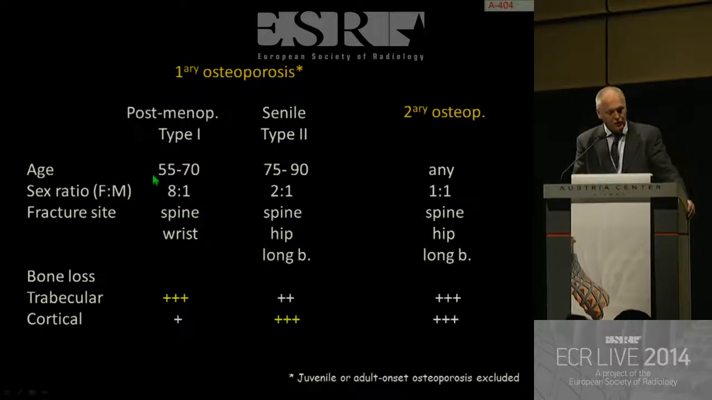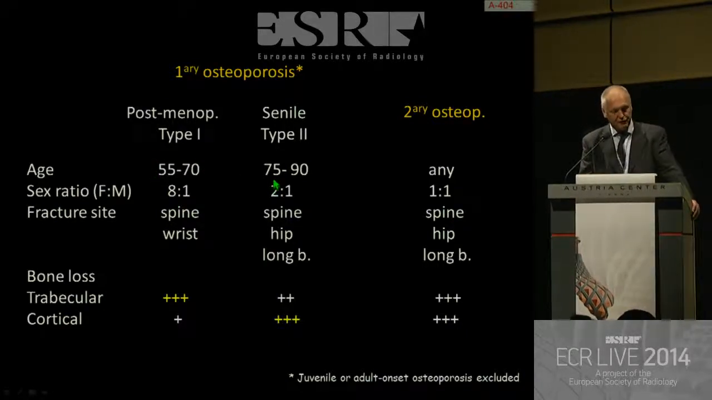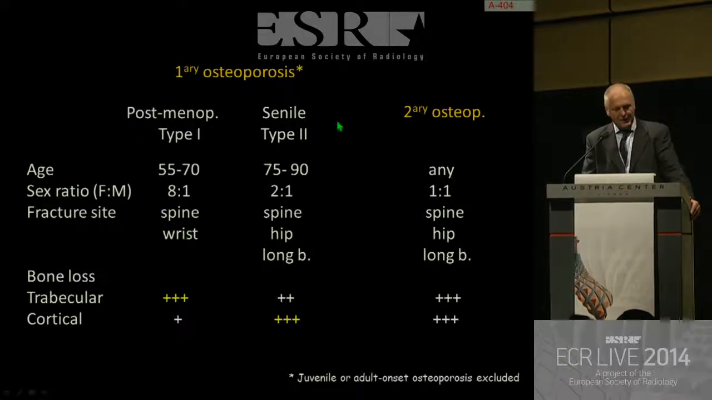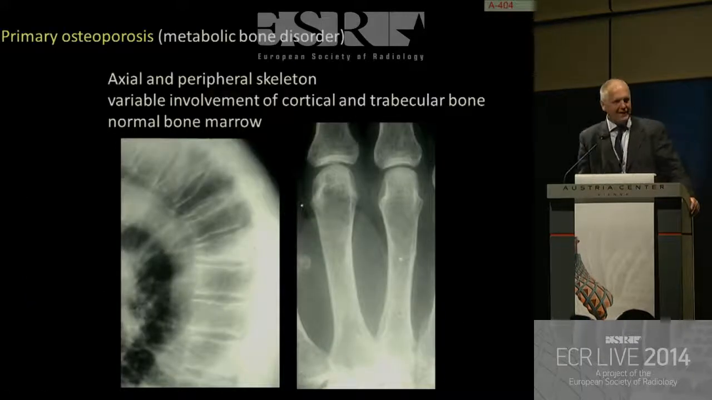It starts earlier than the senile form, and the first fracture is usually the wrist or the spine. Whereas if you've got senile osteoporosis, you've got hip fracture because the cortical bone is more involved than the trabecular bone. These are pictures that you will see every day in your practice. And this is typically what you will see.